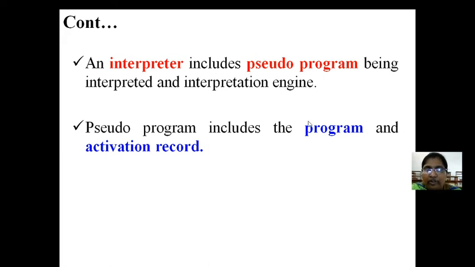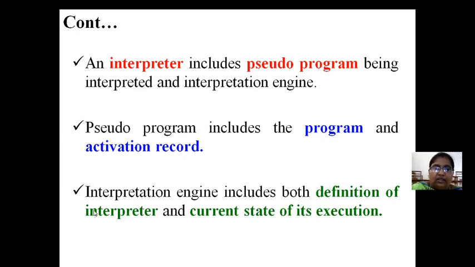A pseudocode includes a program and the activation record. What is the activation record? The current state of each and every aspect of your program. So what can the state be? What type of data you have given? What is the program you want to implement? Which one you want to interpret? Who is going to be interpreted? When is it going to be interpreted? What is the present state of the output? So these are all available. These are all taken by this pseudocode program state.